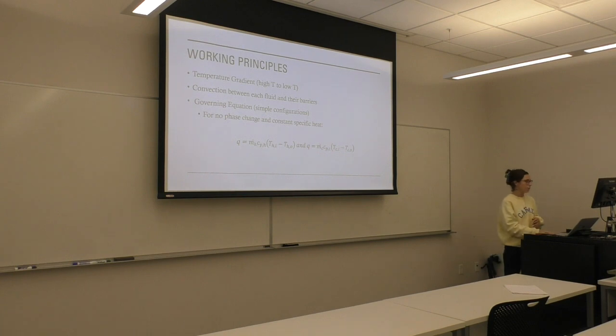As far as the governing equations behind heat exchangers, it really depends on what type you're looking at. There's a whole bunch of them. But for a super simple configuration with no phase change and a constant specific heat, so not for condensers or evaporators, this is the equation you can use, where Q is your heat rate, m dot is your mass flow rate, Cp is your specific heat, and then you have your two temperature changes for both your hot and cold fluids.